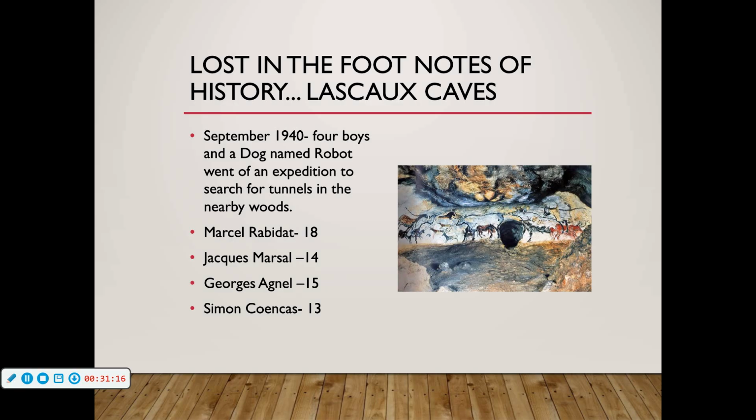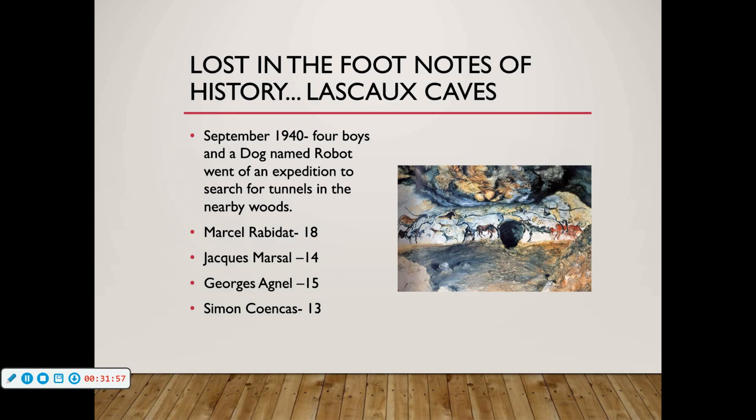So let's talk about what we have lost in the footnotes of history, Lascaux Caves. A lot of you have probably heard of Lascaux Caves. They are some caves in France, and they are some of our earliest known record of people creating art. I wanted to bring a little bit more history to this discovery, though, rather than just saying this is some art drawn on a cave wall. These were created thousands and thousands of years ago, but they were unknown to the world until September of 1940.